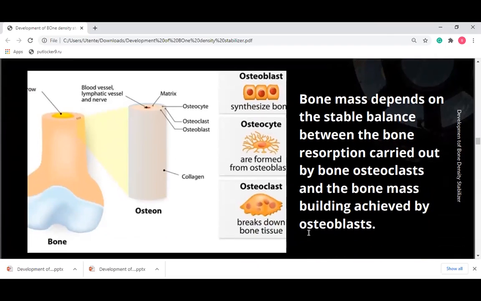So these are, as I told, osteoclast and osteoblast. The osteoblast will synthesize the bone, and the osteoclast will break down the bone tissue. And usually the formation of bone depends on the osteoclast.